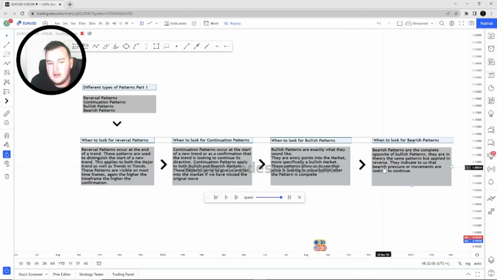So I'm hoping this makes some sense. Like I said, I'll be going into the practicals of how to apply this criteria to the market, allowing us to get better entries.